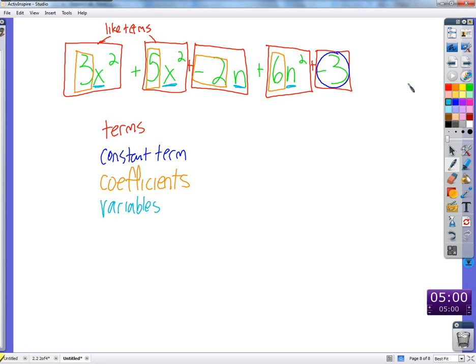So when we are simplifying expressions, let's make sure we're only collecting like terms. We're not putting unlike terms together, and we're following the order of operations that we agreed on. Okay.